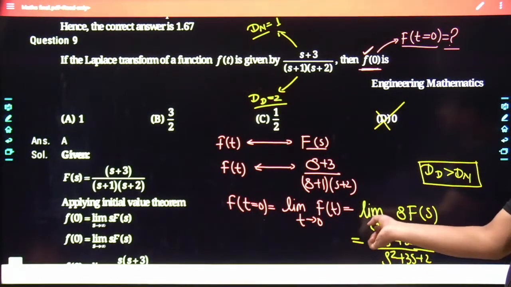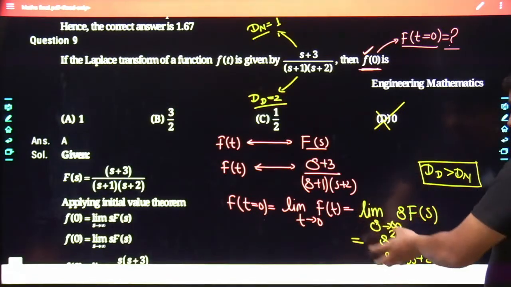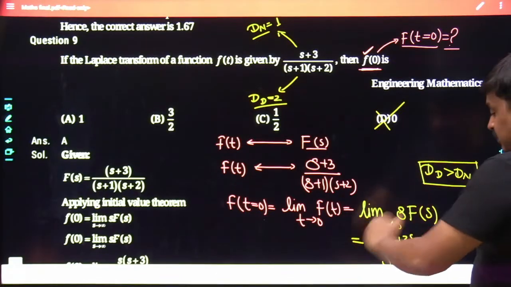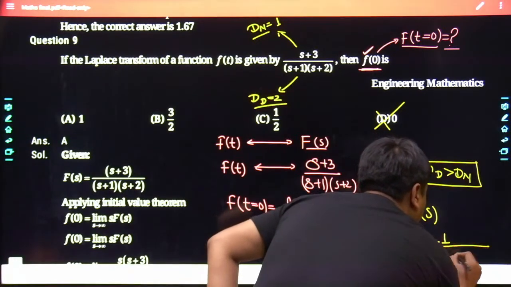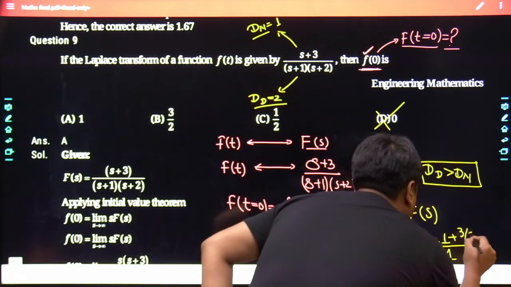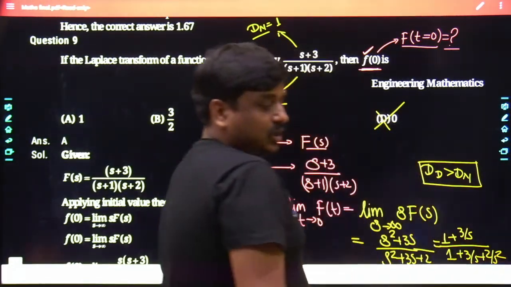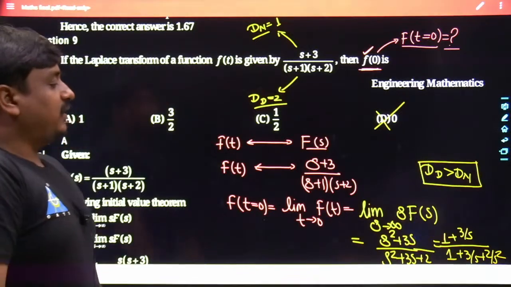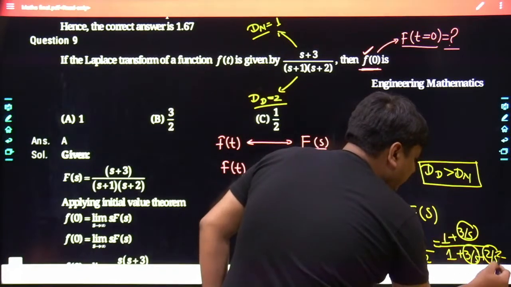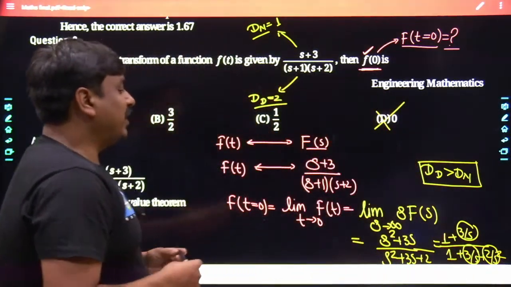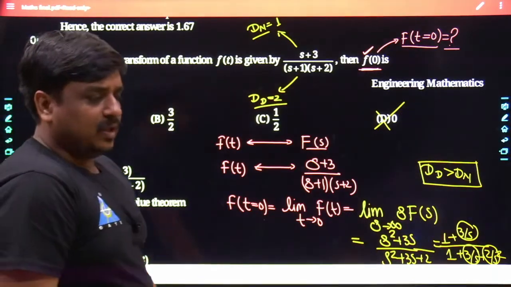First, the highest degree would be taken common from the numerator as well as the denominator, which would be s square from the numerator and s square from the denominator. They would cancel out. So the component left out is simply 1, and here it would be 3 divided by s, and here it would become 2 divided by s square. And once you feed s tends to infinity, definitely this factor goes out, this factor goes out. So at the end of the day, the result we have in our hand is simply going to be 1. So the best answer for this problem is simply 1.